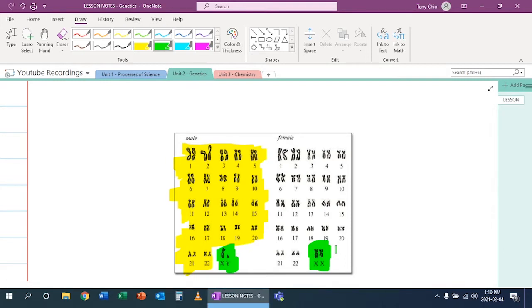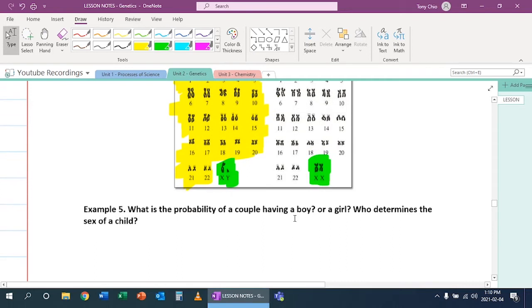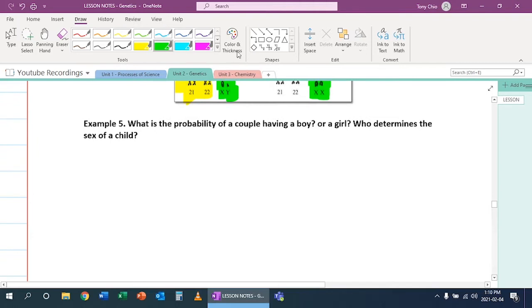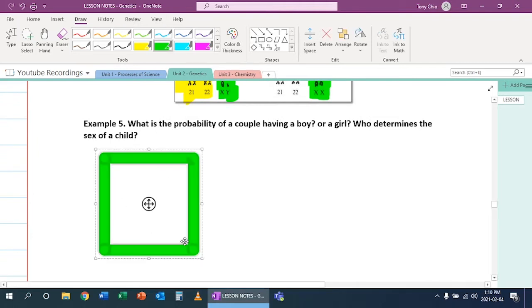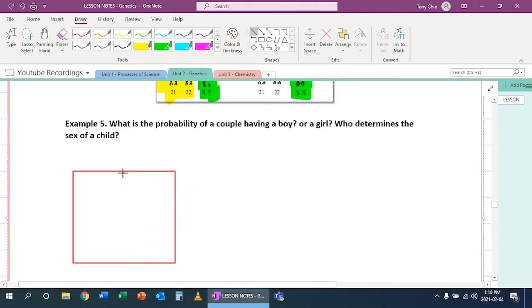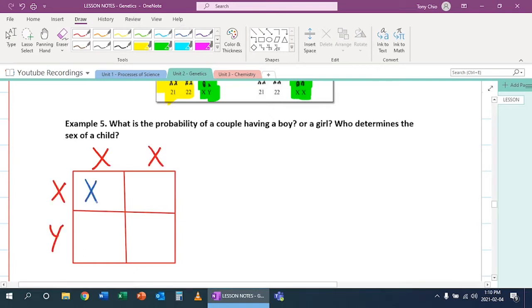So if you look at this, what is the probability of a couple having a boy or a girl? Who determines the sex of a child? Well, let's do a Punnett square. We're going to do a Punnett square of the sex chromosomes only. All right? So if I create my Punnett square again, you're going to see that on one side, let's put the XX chromosome here, and the XY. And if I complete this Punnett square, I'm going to get XX, XX, XY, and XY.